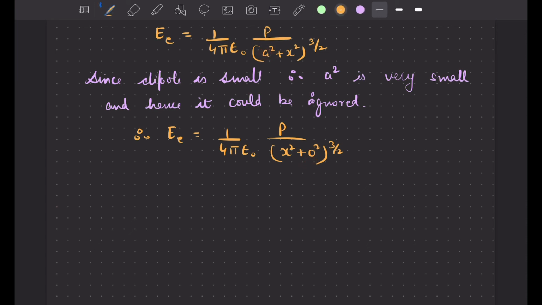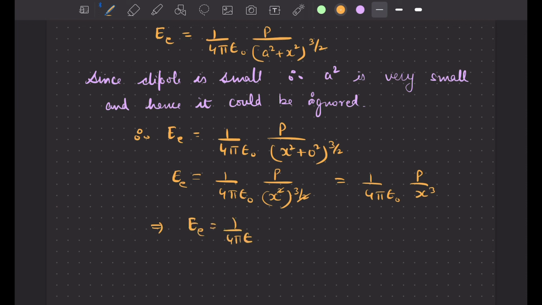So we have a very simplified equation, that is E equatorial is equal to 1 upon 4 pi epsilon naught P upon (x square) whole raised to power 3 by 2, and cancelling the 2 over here, we have 1 upon 4 pi epsilon naught P upon x cube, or I can say E equatorial is equal to 1 upon 4 pi epsilon naught P upon x cube, which is the required expression for the electric field intensity on the equatorial line of a dipole. And this is the final expression. This is equation number 5.